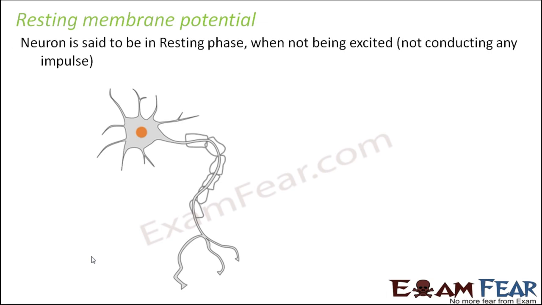So first the question is, when is the neuron said to be in resting phase? When it is not being excited, that is, it is not conducting any impulse. For example, let us take a very common, small example. Let us suppose you are sitting quietly on a chair. Somebody comes and pinches your hand.